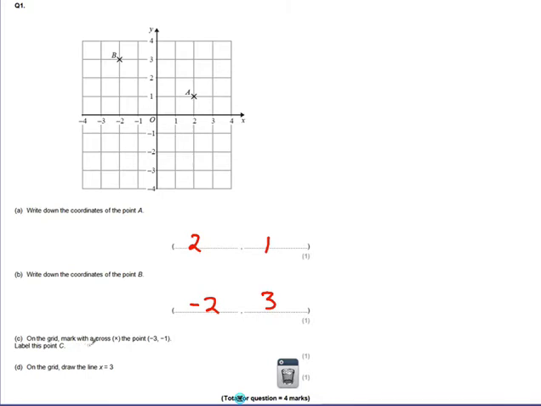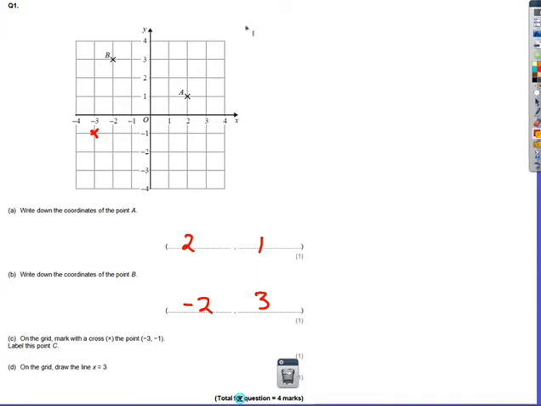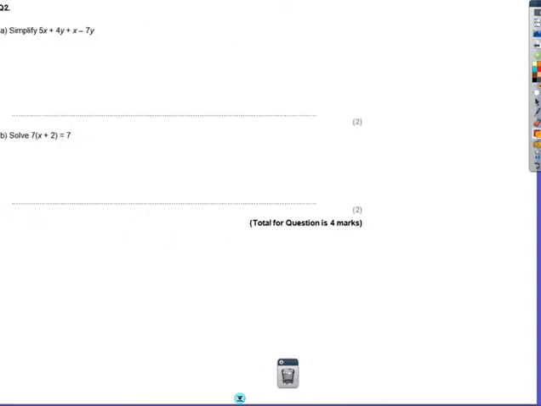On the grid, mark with an X the point minus 3, minus 1. Sorry, minus 3, minus 1, which is over here. On the grid, draw the line X is equal to 3. And X is equal to 3 is just this line here. Okay.